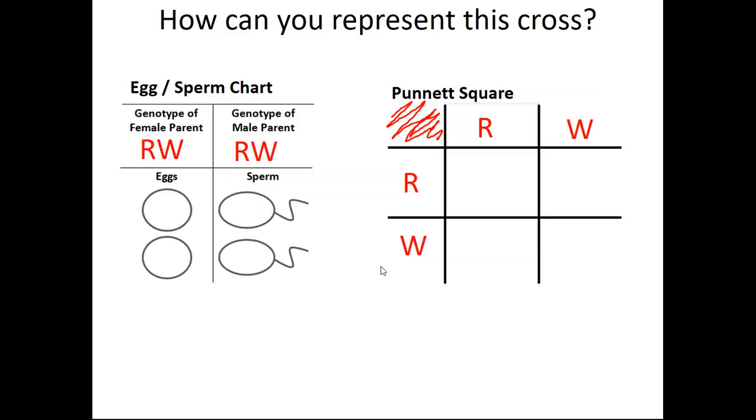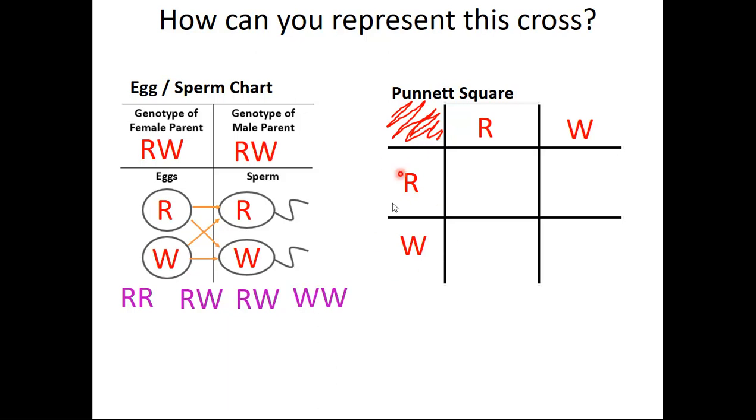Okay, so if you made an egg and a sperm chart, you would realize if you took a hybrid, one of your red and white chickens, it would have an R and a W. And it could make either R eggs or W eggs. The male could make either an R sperm or a W sperm. And again, we could combine those in lots of different ways. The R and R can come together. The R and W can come together. Again, this R and W can come together, or this W and W can come together. That's exactly what's demonstrated with our Punnett square.